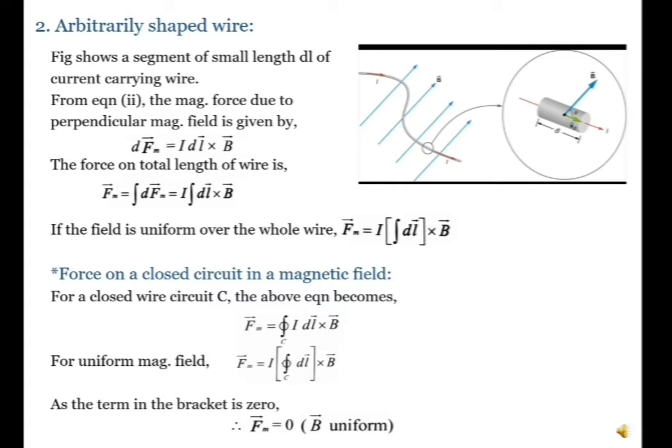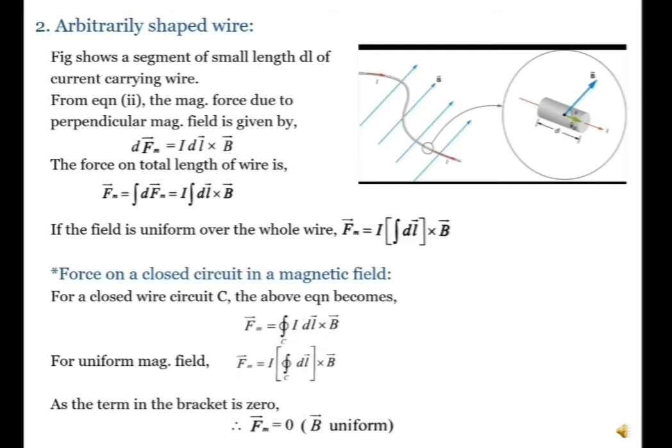Now let us consider the force acting on a closed circuit in a magnetic field B bar. From the same equation extended to a closed wire, we can write Fm bar equal to the closed integral of I dl bar cross B bar. For a closed loop or closed wire circuit, the sign is a small circle marked on the integration sign with letter C at its base. Here the integral is over the closed circuit C. So for uniform magnetic induction B bar, the equation can be written as Fm bar equal to I closed integral over dl bar cross B bar.